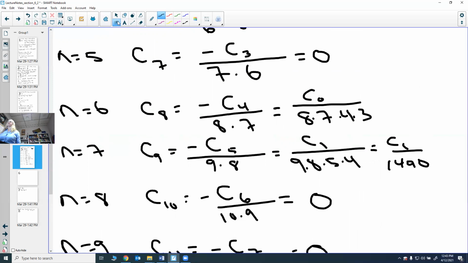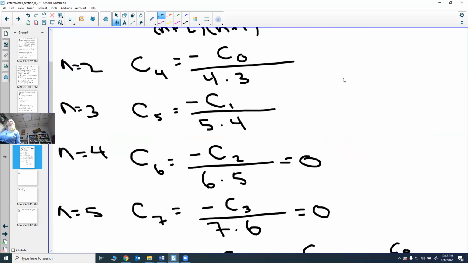C sub 8 is C0 over 8 times 7 times 4 times 3. So 8 times 7 times 4 times 3 is 672. We have 0 and 0. And then, of course, we have minus C1 over 5 times 4, which is 20. And minus C0 over 12.